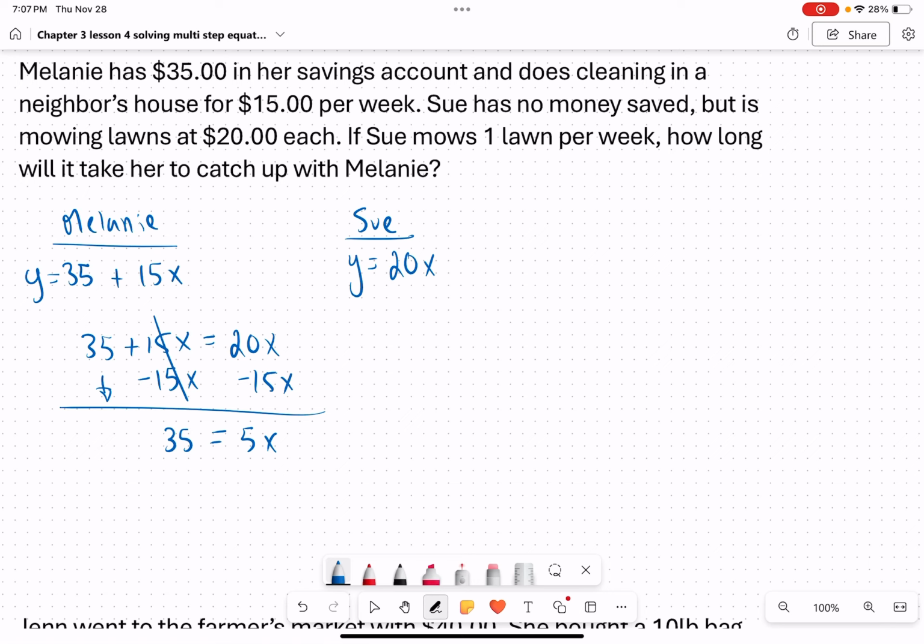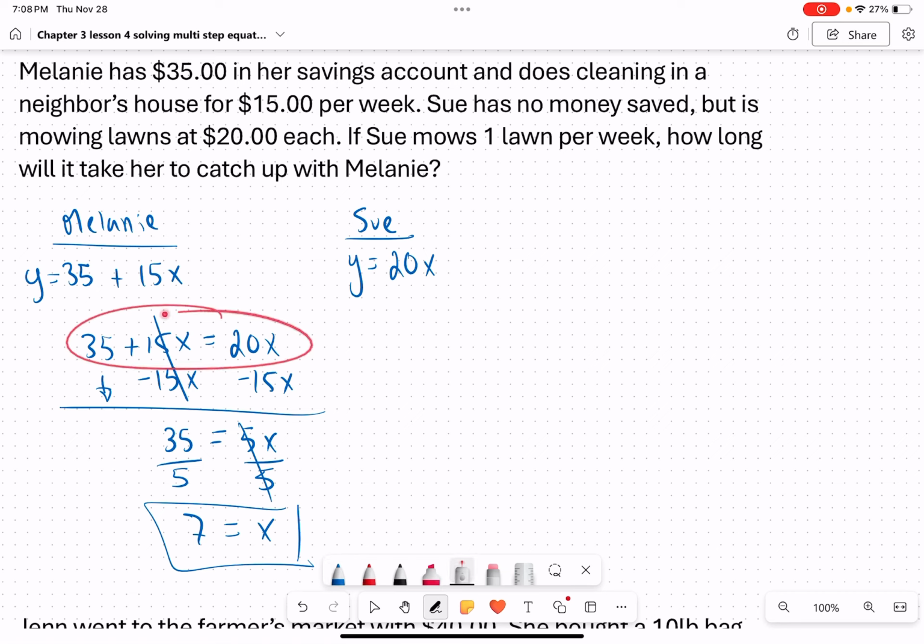And then we divide by 5. So we're going to divide by 5. 5 divided by 5 over here is just going to equal 1. So we're just left with 1x. And 35 divided by 5 is equal to 7. So it will take Sue 7 weeks to catch up to Melanie. So all we have to do is create equations and make y equal to each other, essentially putting them in the same expression and then solving for x. So it will take Sue 7 weeks to catch up to Melanie.